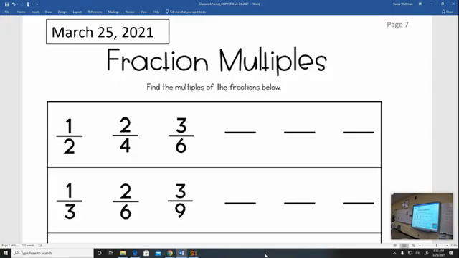Okay, so everybody should be on this page right now. Andrew, where's your packet? Go ahead and pull that out. You can finish that up later.